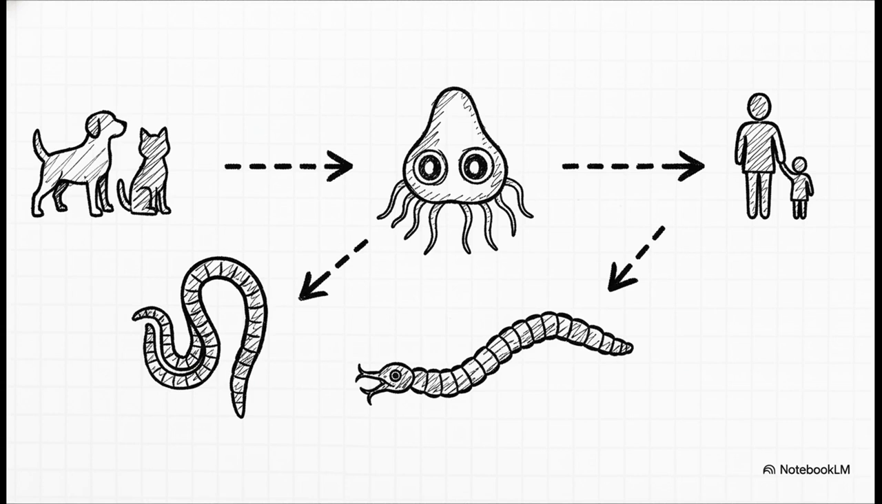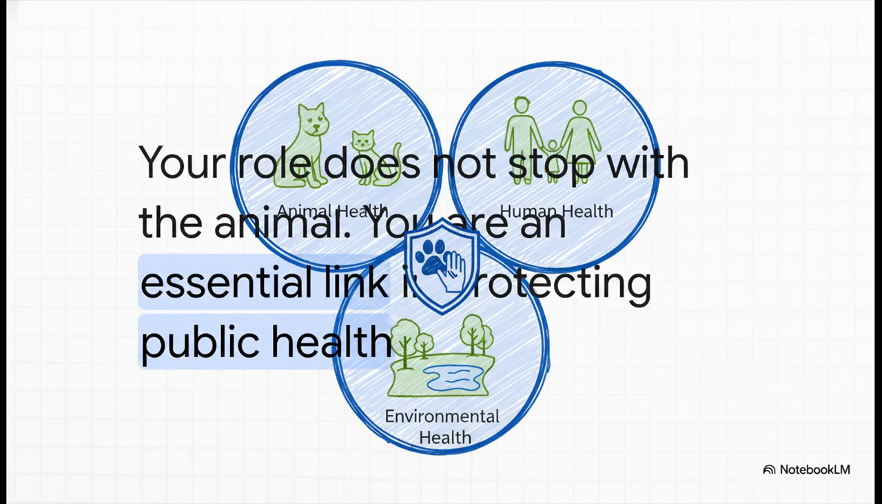Parasites like Toxocara, the roundworm, pose a very real risk, especially to kids. This means every single conversation you have with a client about deworming is also a public health intervention. This is what we call the One Health concept in action. Animal health, human health, environmental health, it's all connected. So when you deworm a puppy, you're not just treating that animal, you are protecting the family that loves it. You are a guardian of public health. That's how big your job really is.